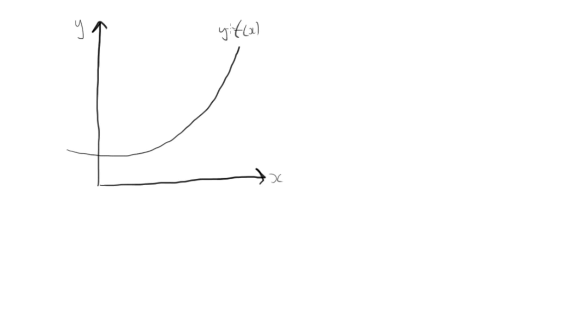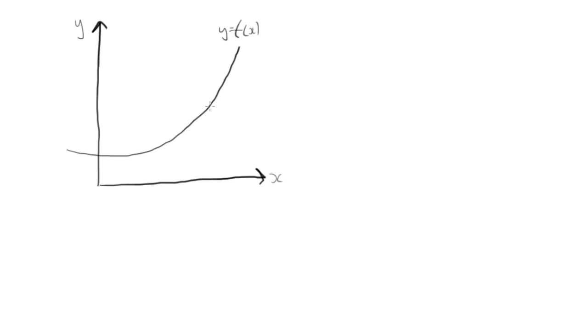So, first thing I'm going to do is draw a set of axes and label my horizontal axis x and my vertical axis y. And on this set of axes, I'm just going to draw a function and I'm going to call this function y equals f of x.